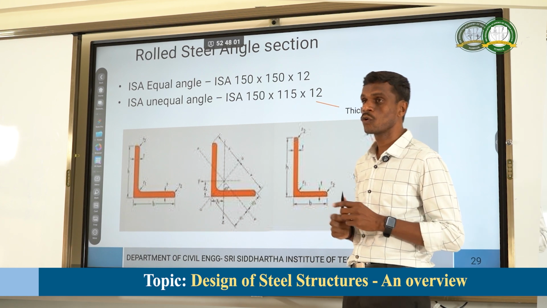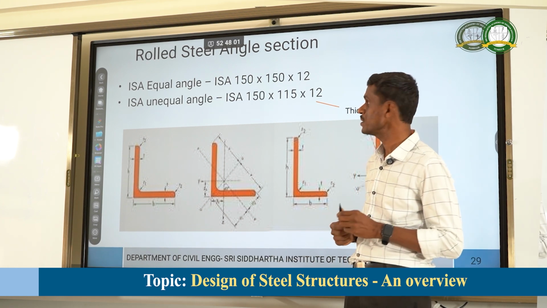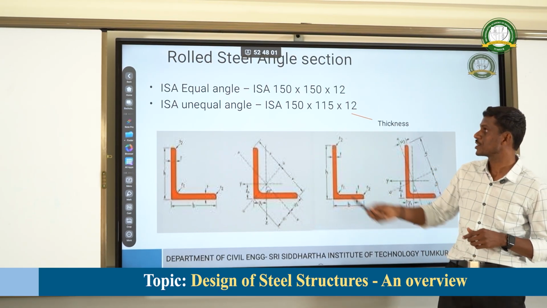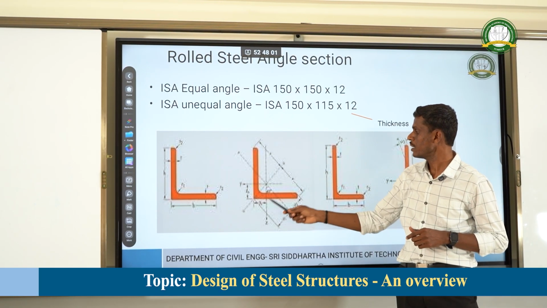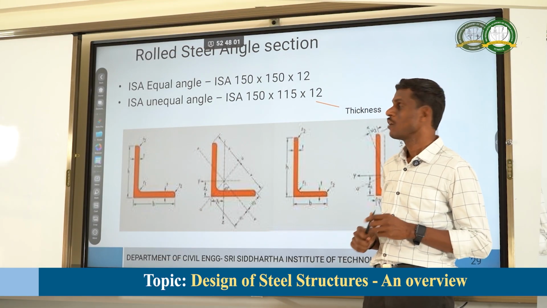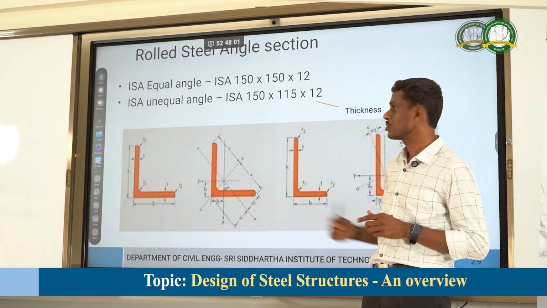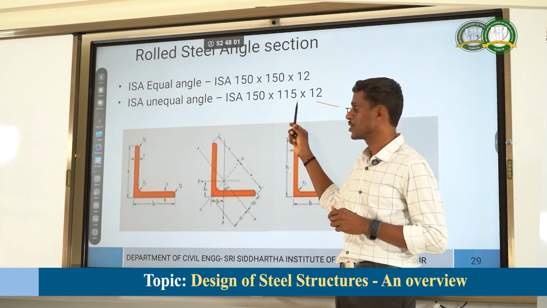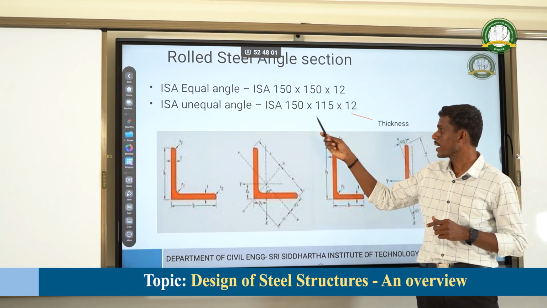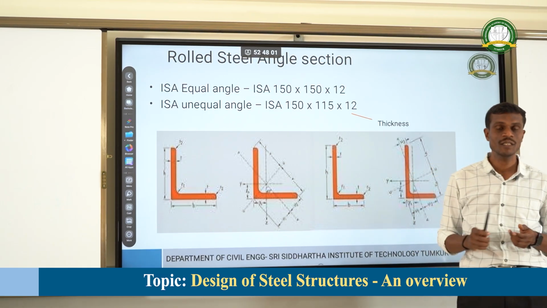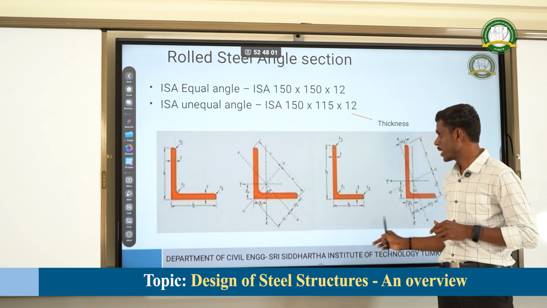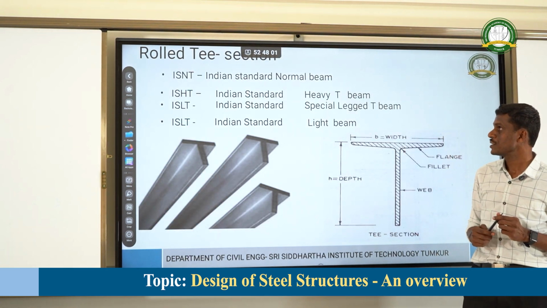Next are rolled sections, that is ISA angle sections. There are two types of angle section: equal angle section and unequal angle section. In an equal angle section, both the dimensions are the same, 150 into 150 into 12. Coming to the unequal angle section, it is 150 into 115 into 12. So this dimension is not the same as this dimension, and this is the thickness of the given plate. So here we come across the angle sections. Sometimes we use double angle sections, sometimes single angle sections, based upon the requirement. So they are classified as angle sections, equal and unequal.